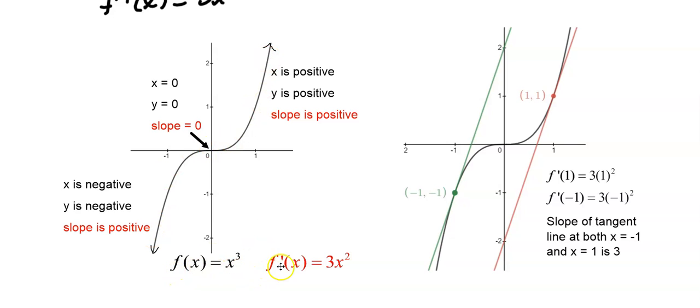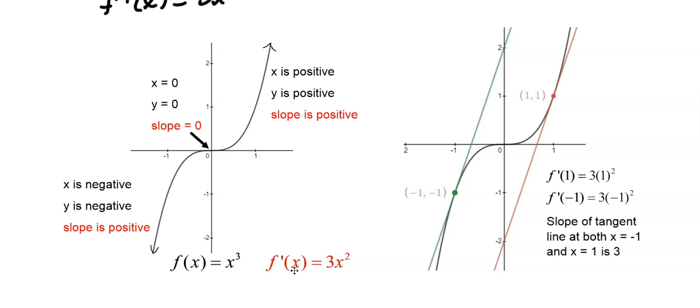The derivative function f prime of x equals 3x squared tells us the slope of the tangent line, or the derivative, or the instantaneous rate of change. All 3 of those things are synonymous for each value of x. So if I substitute any value for x in here, square it and multiply by 3, I'm going to have the slope at that x value.